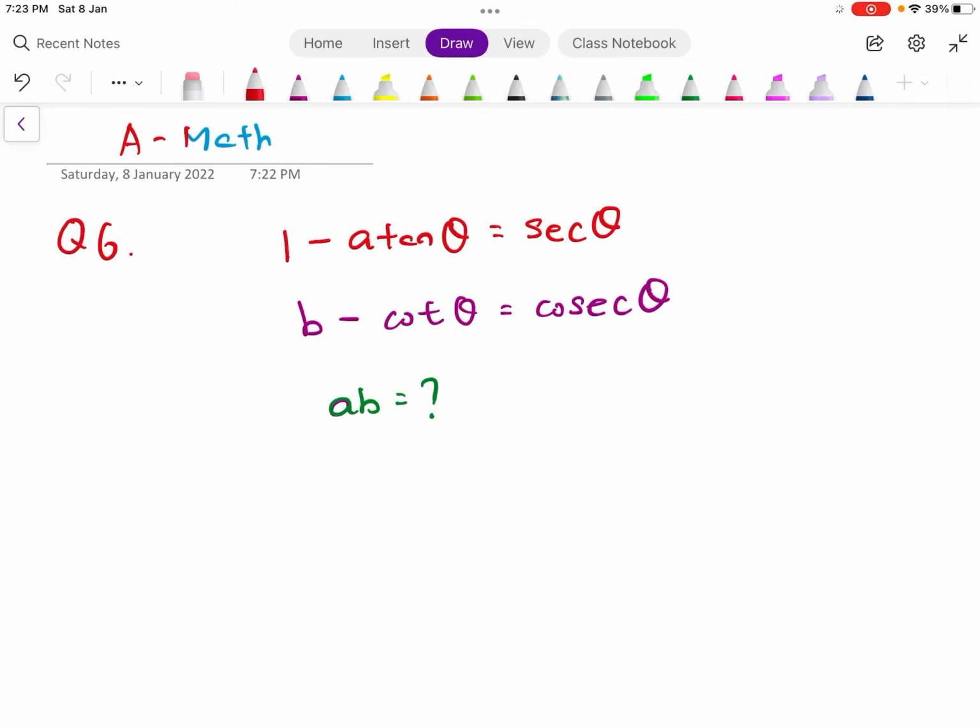Alright, so Nico, this is the AMATS question 6. We are given two equations. We are required to find the value of AB. A very interesting question.